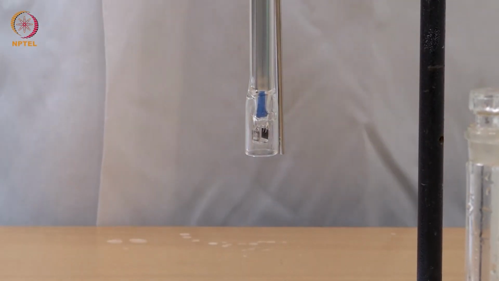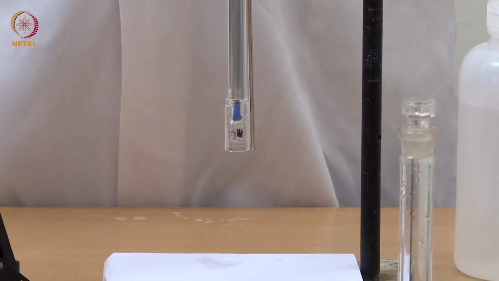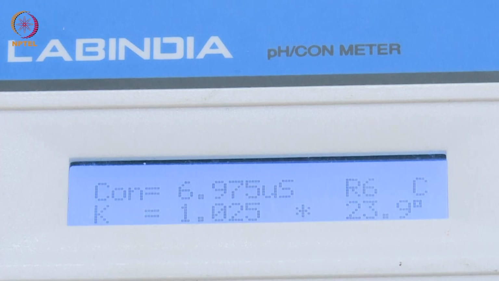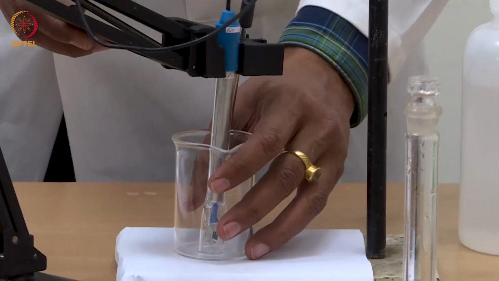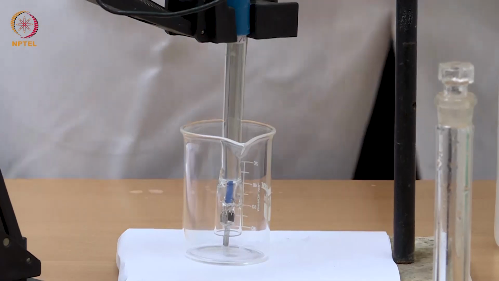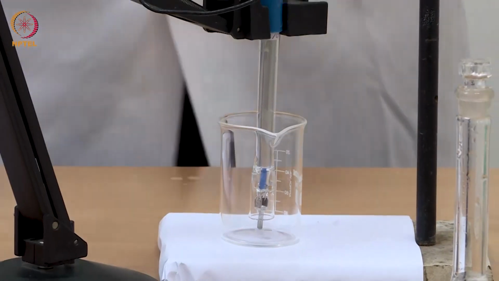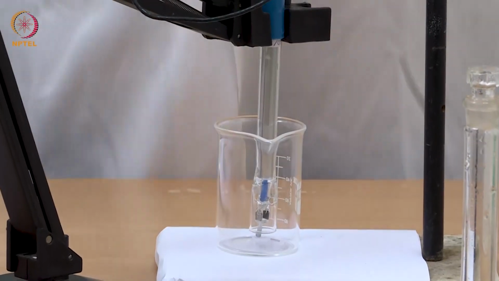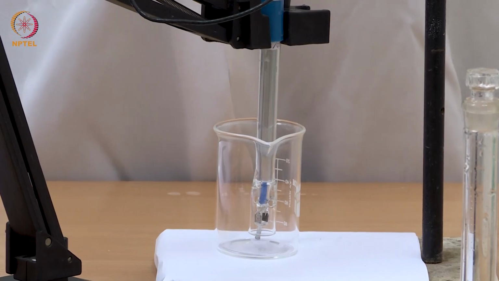But as you can see, the conductance value is running in millisiemens, 1700 microsiemens, which is much more compared to 8 microsiemens of water. So a small drop of water will not change the conductance value significantly. So now I am pouring this N by 128 HCl solution.